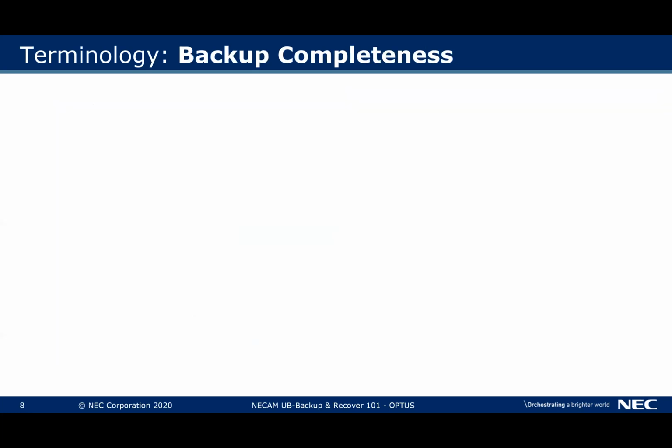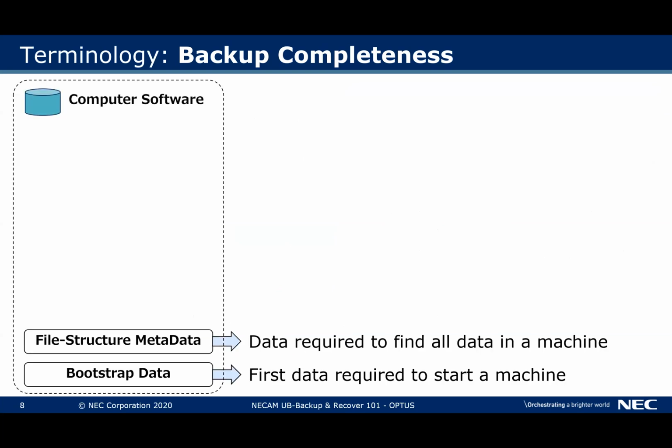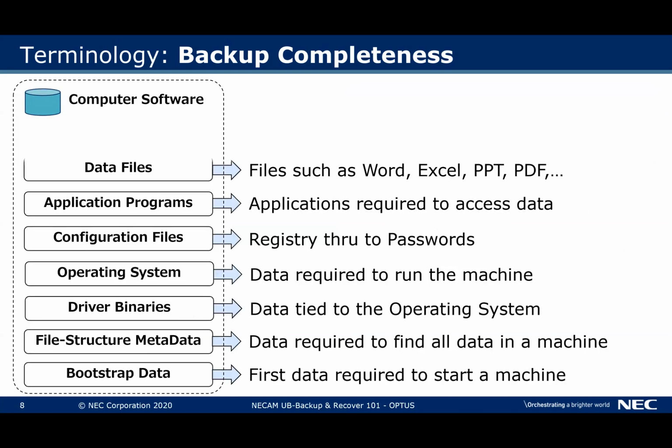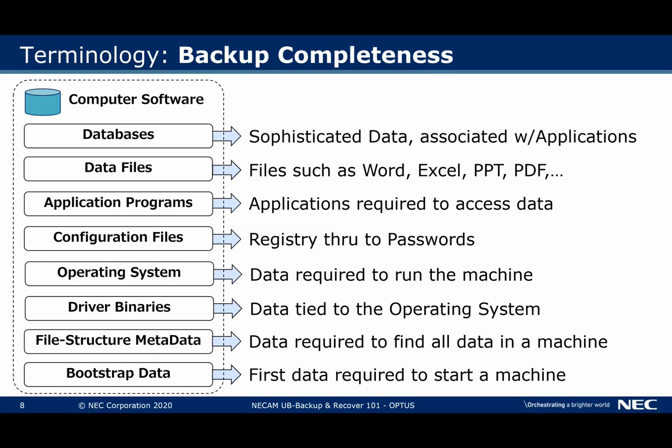Another terminology that we're going to talk about is completeness. Completeness ensures that all data required to recover a system is performed as part of the backup. It's important to understand that without all of the data being backed up, systems cannot be completely restored. And you can see the types of data that need to be backed up in just one computer. There's bootstrap data. This is how you start a system. That's really required in the event of a disaster recovery when you want to restore data remotely. We need to know what that is.